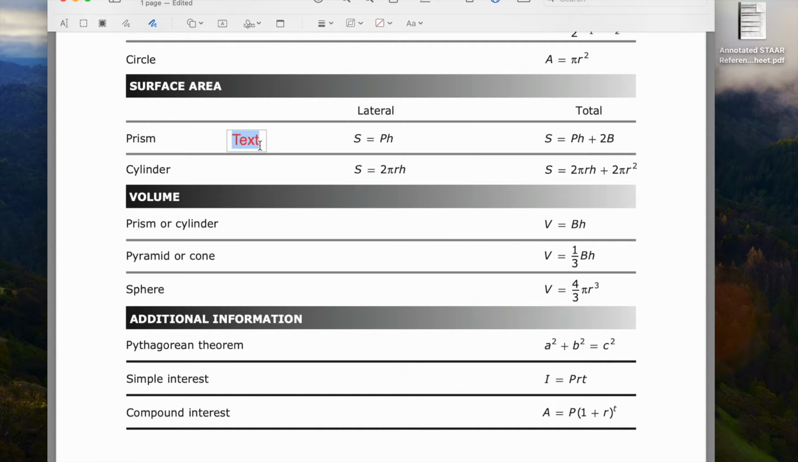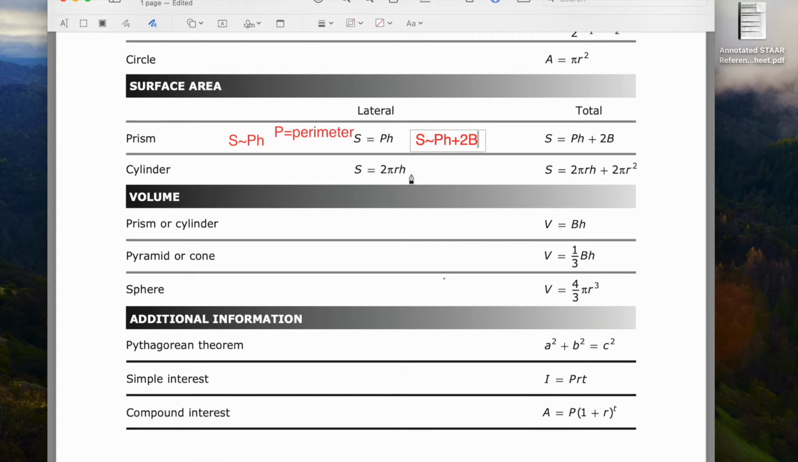is that when we type it into Desmos, we change this equal sign to a tilde. So it becomes S tilde and then Ph. And this P stands for perimeter, so I'm going to go ahead and also write that. Again, for the rest of these equations, we really just change the equal sign to a tilde. So S tilde Ph plus 2B.